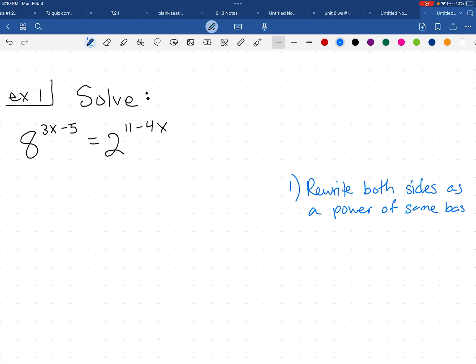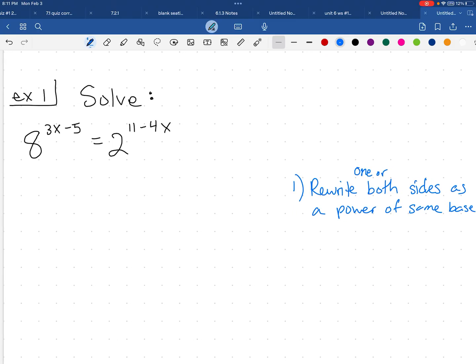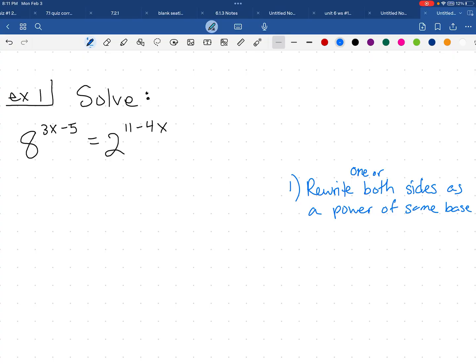So right now we have a base of 8 and we have a base of 2. Now I said both sides. I'm going to amend that to say one or both sides. So you may not need to rewrite both sides, but you want to look for what they have in common. 8 versus 2. Is there a common base there? Can I rewrite one in terms of the other, like as a power of the other?